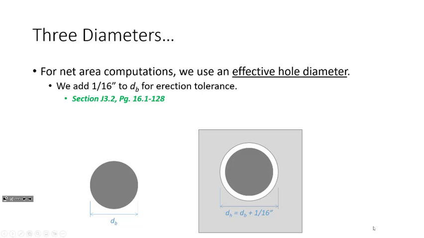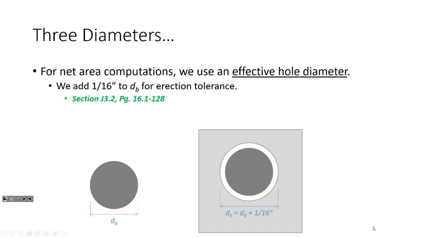And one of the things you're going to start to notice in my presentations is the stuff in green, okay? For example, on this slide, you can see we add a 16th of an inch for erection tolerance. Where did I get that? I got it from section J3.2 on page 16.1-128. So I don't want you to think that I'm just coming up with this off the top of my head. This is referenced based on standard practice in the specification. Now, we're going to spend an awful lot of time looking at Chapter J later. Right now, we're just using a couple provisions from it. But Chapter J is the chapter on connections.